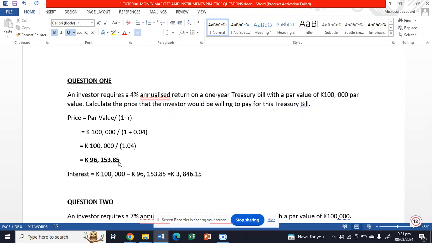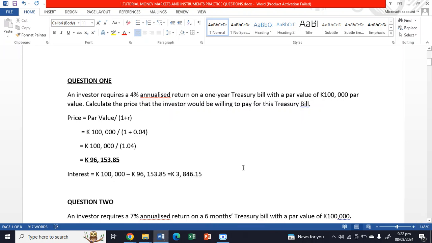Then if they hold it for 1 year, they'll get paid this 100,000. So to get the interest that the person will make, you just say the par value 100,000 minus the discounted price 96,153.85, and this is the interest that they make, 3,846.15 kwacha. Any questions? No.